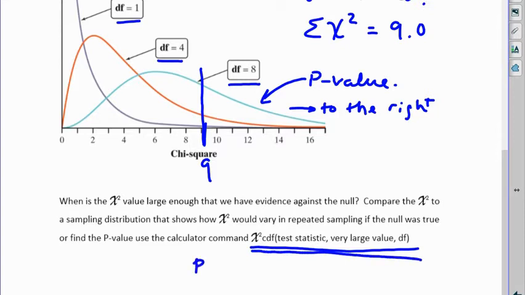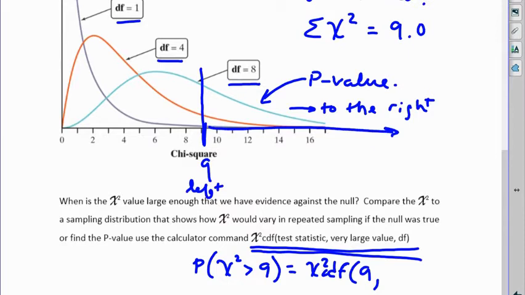So the probability that my chi-squared would be above a 9 would be, I would put into the calculator under the chi-squared CDF command. I would put in a 9, because that would be the value on the left, and then I would have some value that was very, very large, maybe like 1,000, and then whatever the number of degrees of freedom you have, and the calculator would find the p-value for that area.